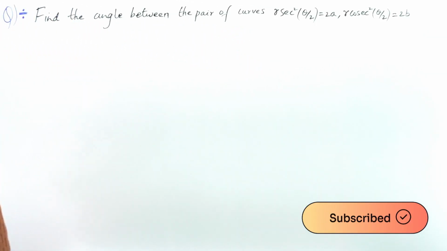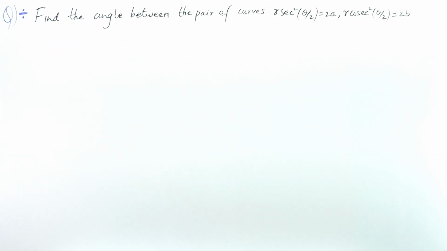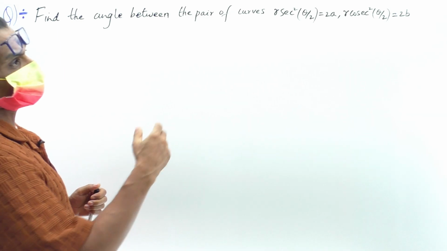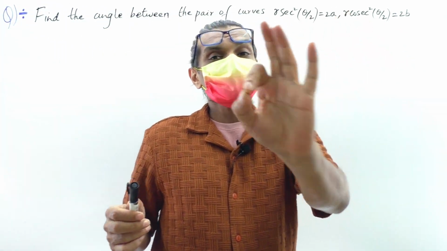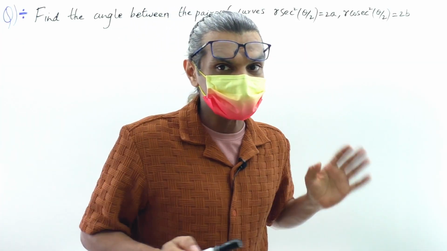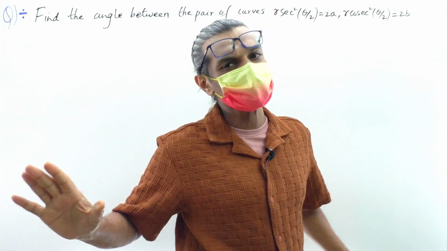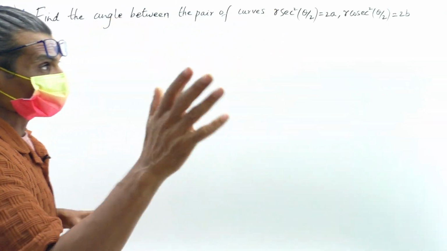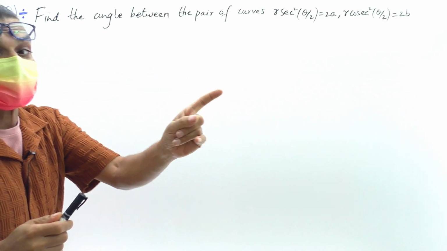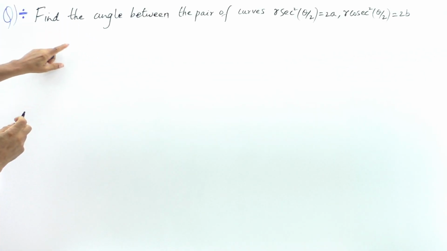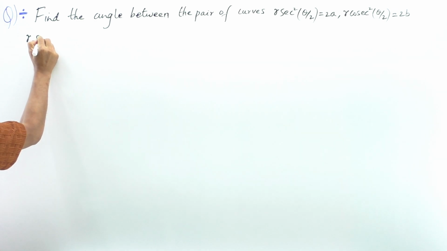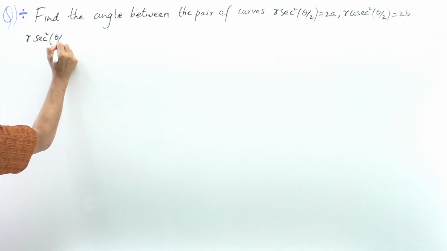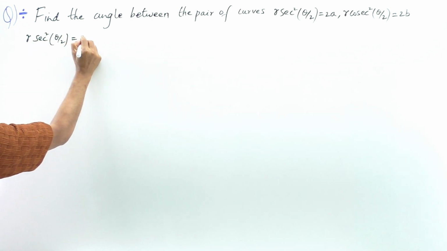So coming on to the problem here, find the angle between the pair of curves r secant theta by 2 is equal to a and r cos squared theta by 2 is equal to 2b. Again, if you refer the way I have solved previous problems, I solved in the easiest way possible. First, for the angle of intersection, we apply log on both sides. So first let's write the curves here. We have r secant squared theta over 2 equals 2a.